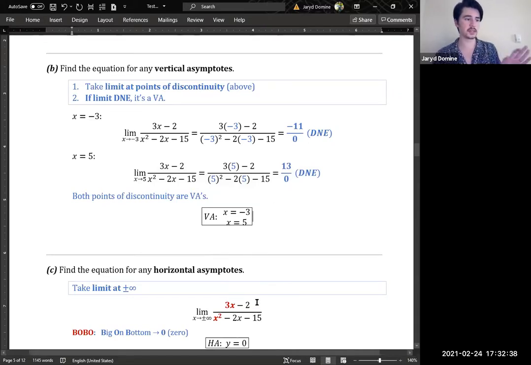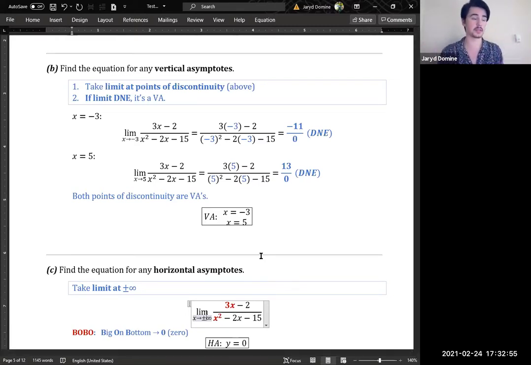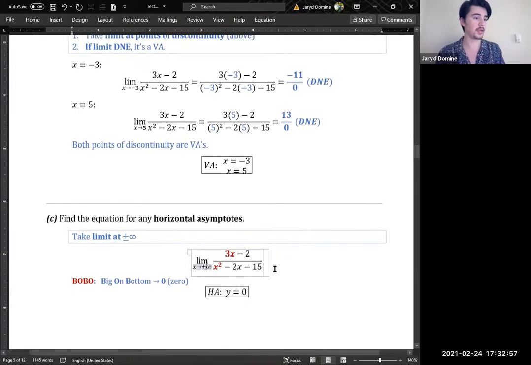Okay, so part C, same fraction, but this time we're going to infinity. All right. So to find horizontal asymptotes, all you do is you take the limit at infinity. So you look at the limit as it goes way out to either side, essentially. And if you'll remember, for problems that look like this, our acronym works the same for either one. So Bobo, Bot, and Eats DC, it's the same whether you go to plus or minus infinity.